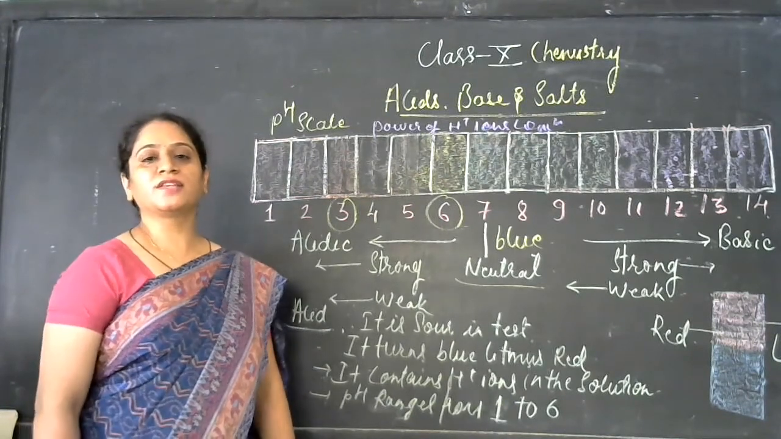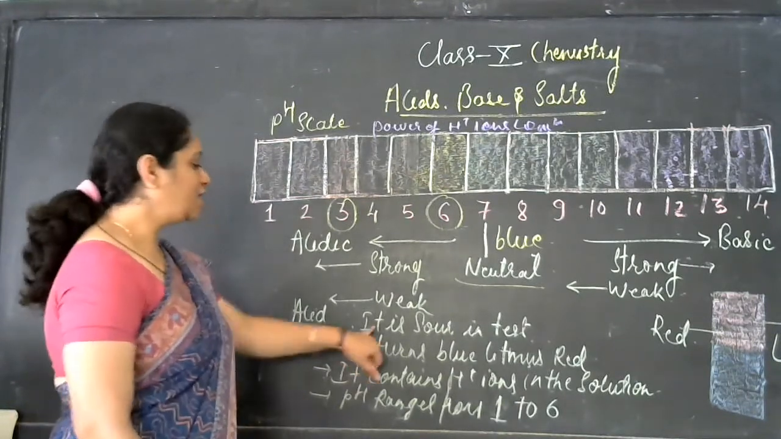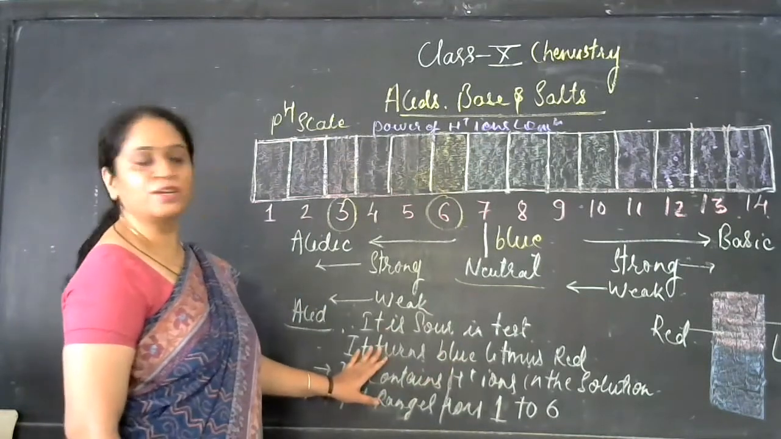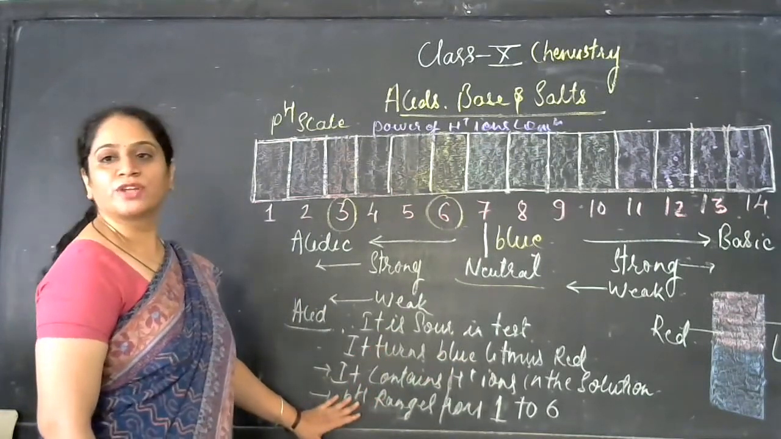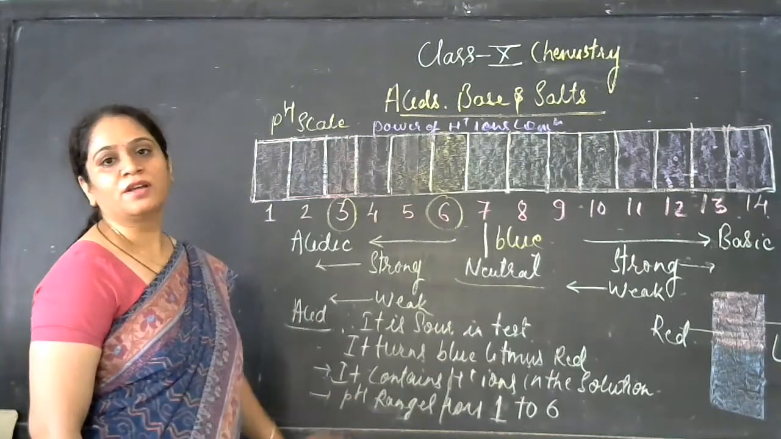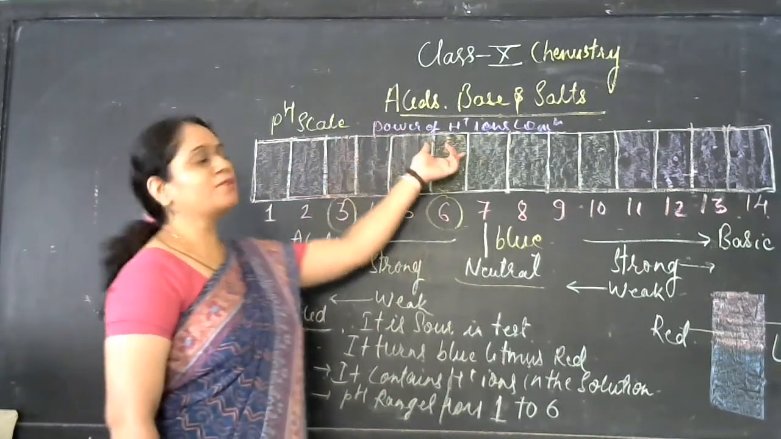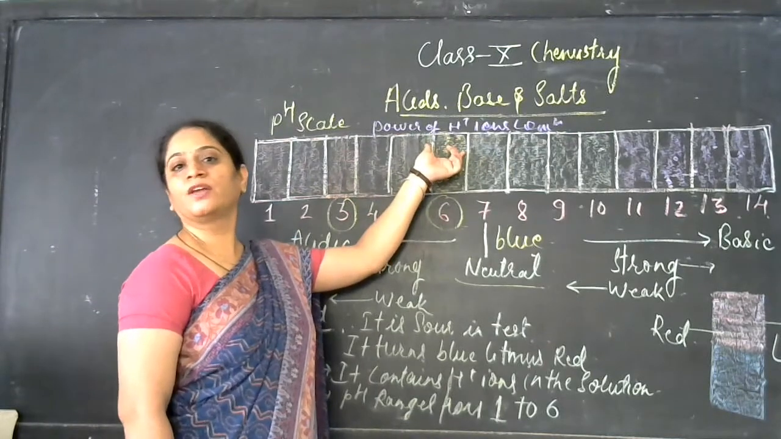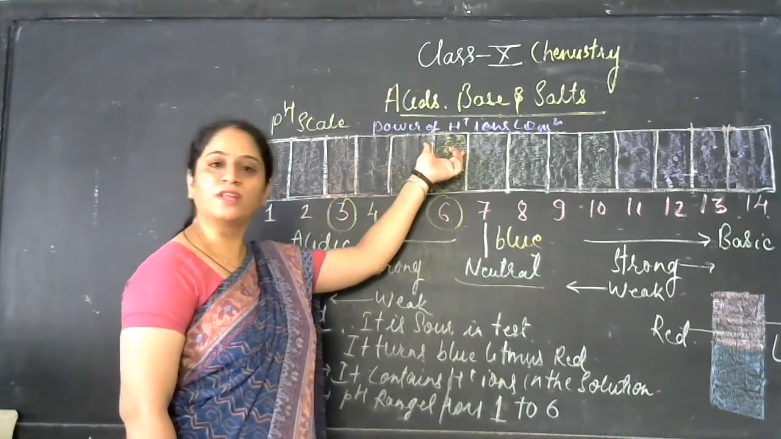The common definition: acids are sour in taste, they turn blue litmus red, they have hydrogen ion concentration inside the solution, and they corrode metal. Why? Because of these H positive ions in the solution, they corrode metal very easily. How? That we will show.